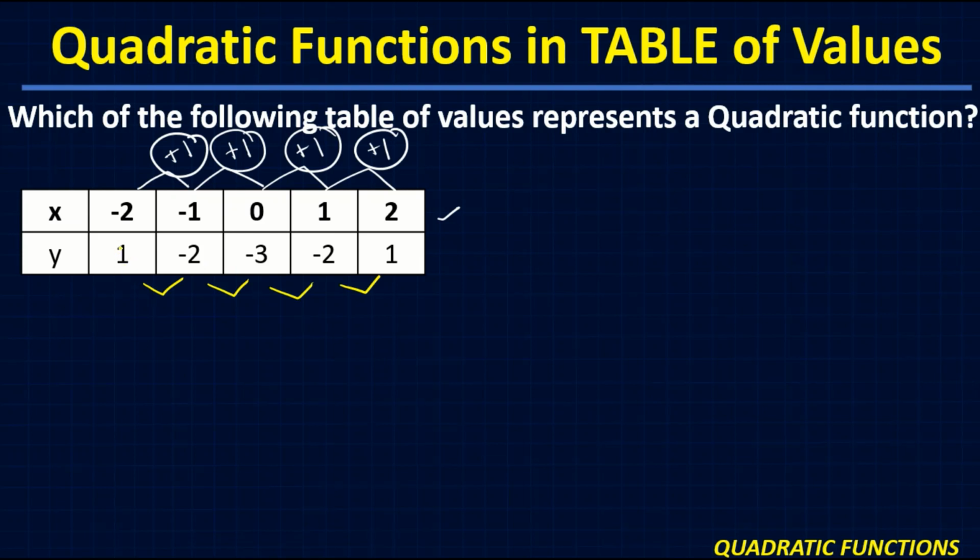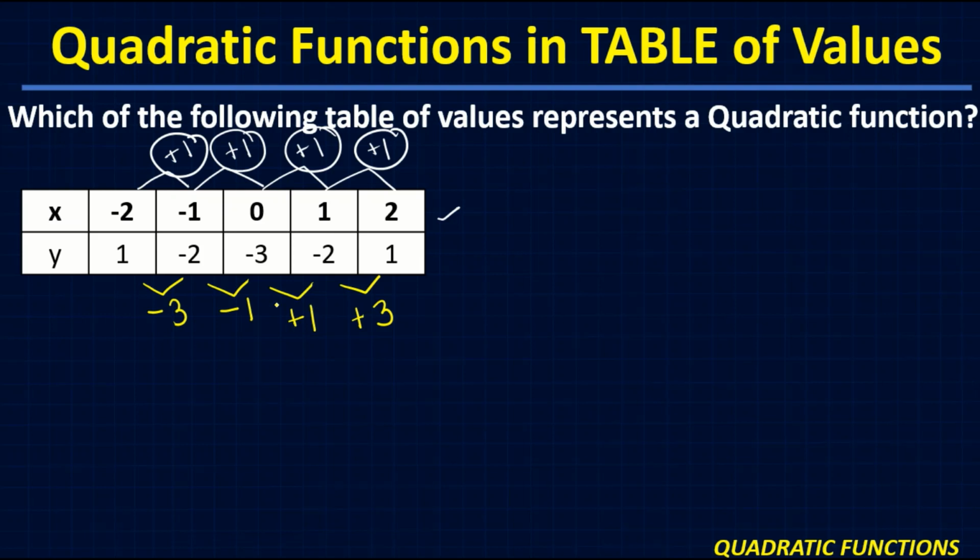Anong gagawin natin kay 1 to obtain -2? We are going to subtract 3. Okay? And then also, anong gagawin natin kay -2 to obtain -3? Okay, so we are going to subtract 1. Anong gagawin natin kay -3 to obtain -2? Okay, so in here, we are going to add +1. And then, anong gagawin natin kay -2 to obtain 1? We are going to add +3. Okay, so as you can see on the first differences of y, magkakaiba sila.